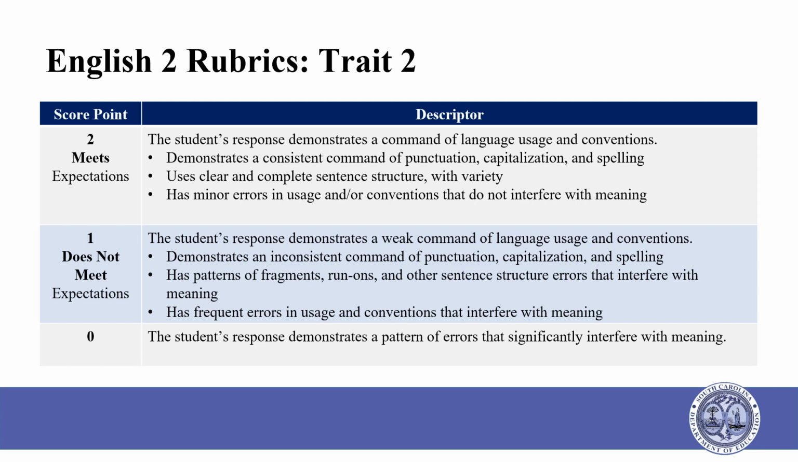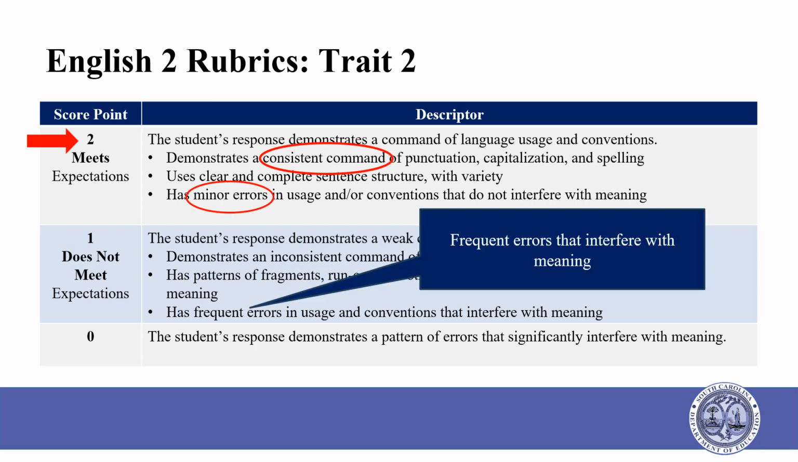Notice that for Trait 2, there is not an exceeds category. This is because with grammar, we either meet or do not meet. For example, we either place a period in the correct place or we do not. We can't place it in the correct place extra well. Notice in the meets score point that the expectation is consistency, not perfection. Students can still meet the expectations and have minor errors. Notice in the does not meet score point, the frequency of errors interferes with meaning.